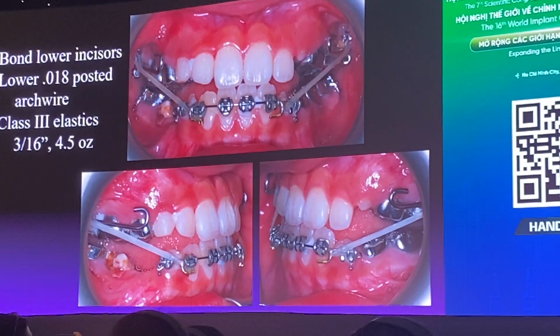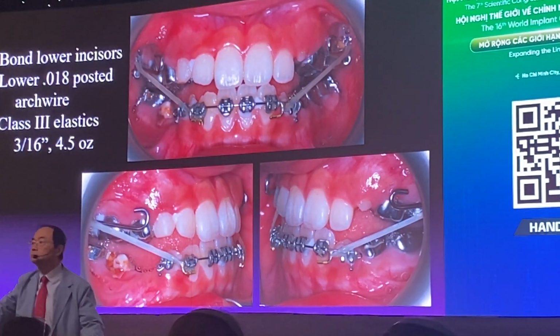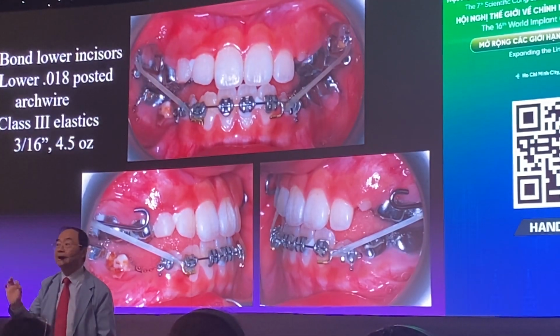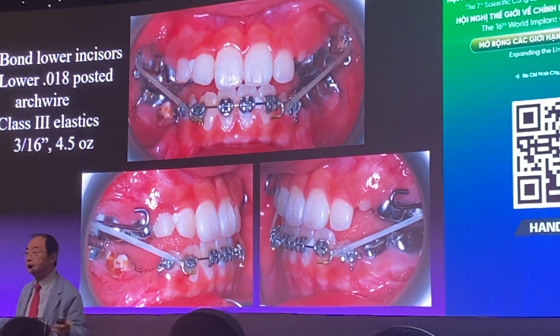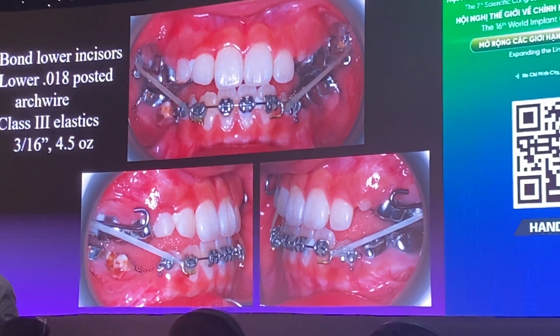Now, the third strategy is, at night, you put the face mask on that hook in the canine area. But during the day, you must supplement with class 3 elastics, which is only about 3 ounces. So what happens is at night, the maxilla comes forward. During the daytime, the elastic holds it. So forward, hold it. Forward, hold it.